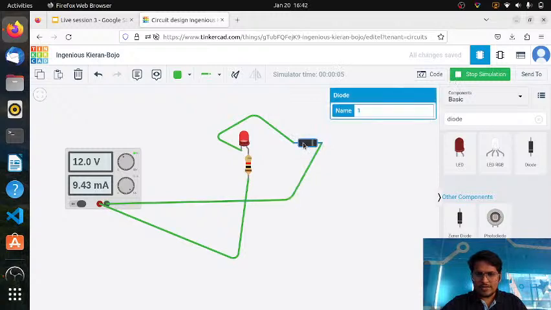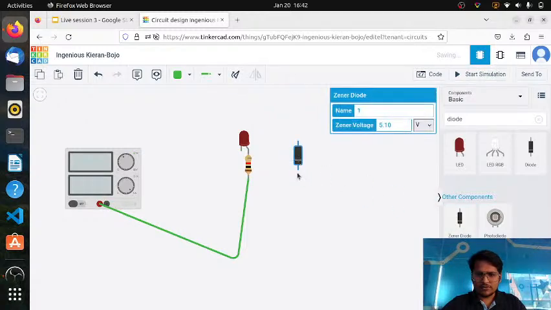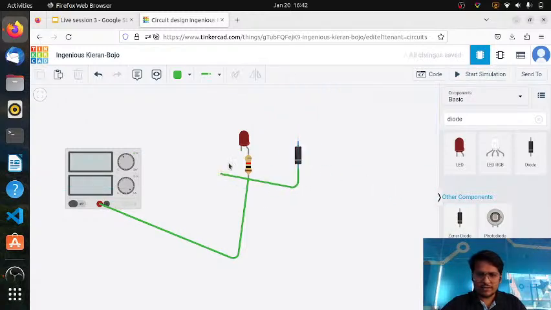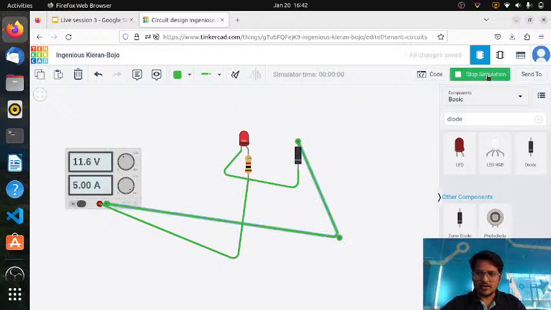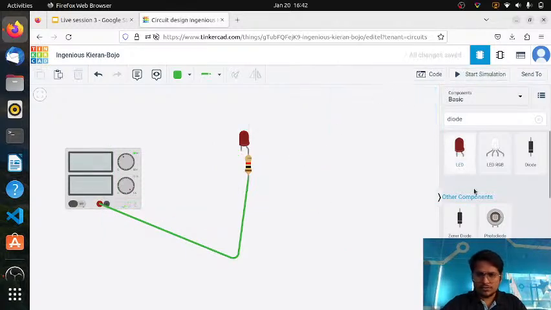But if I change the direction of this diode, now this time I will connect negative here and then this positive I will connect to negative. And now you can see it is glowing, but let me do the reverse. Positive I will just connect to this and then negative.